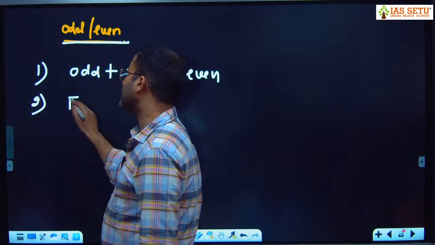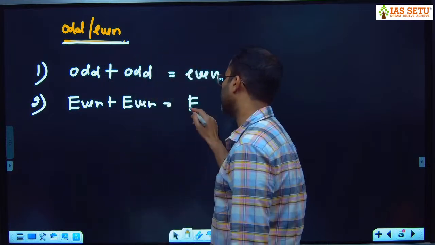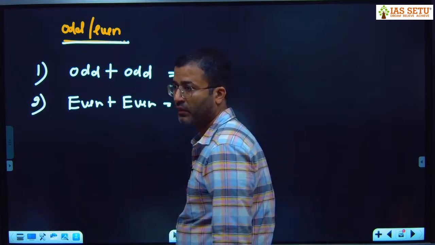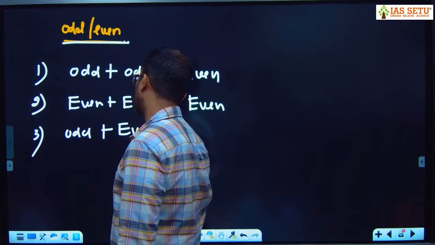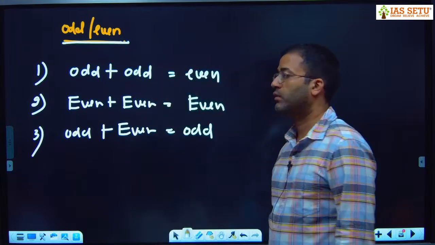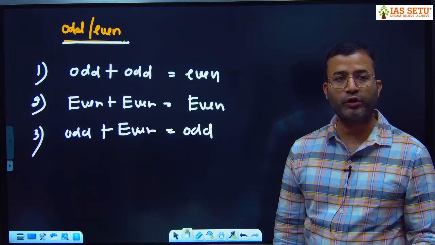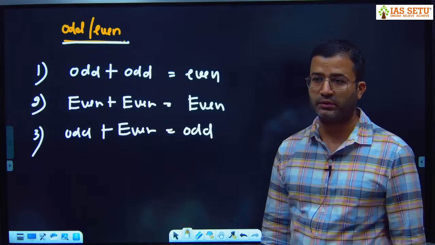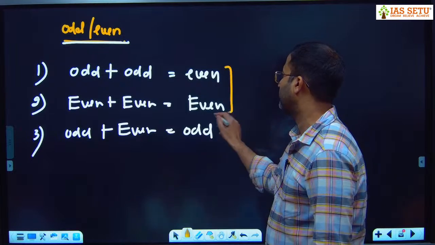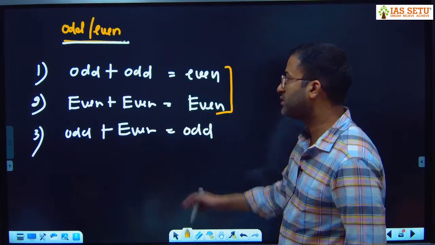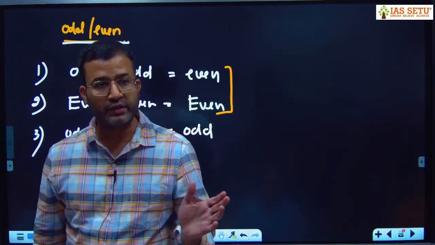Second thing is even plus even. 2 plus 4, 6, so even. Even plus even is always even. Third rule is odd plus even. Odd. Odd plus even is always odd. If you forget this, you can cross check 3 plus 2, 5. This is okay, but I have to take this 2 rule in detail. Because nowadays UPSC is not asking odd plus odd, UPSC is asking odd plus odd plus odd plus odd plus odd. So taking more number.